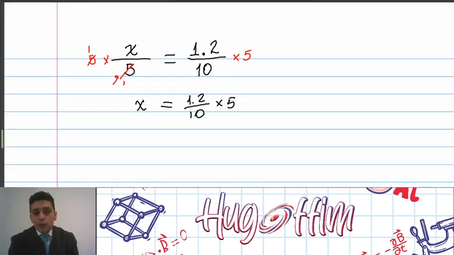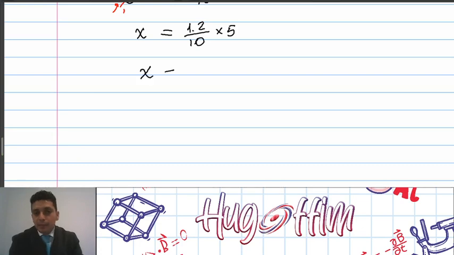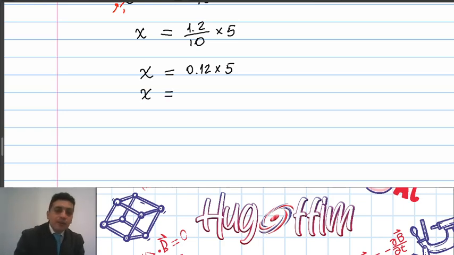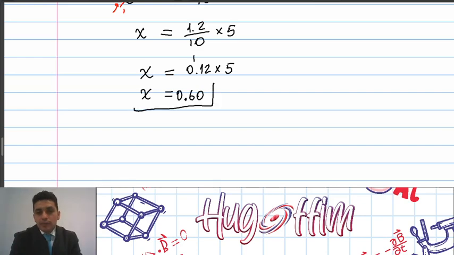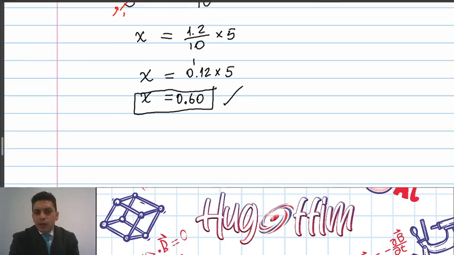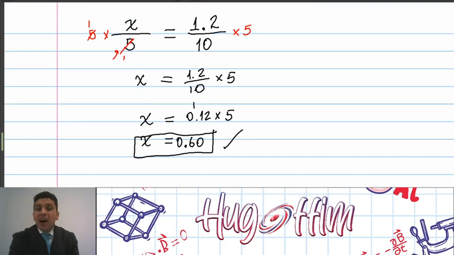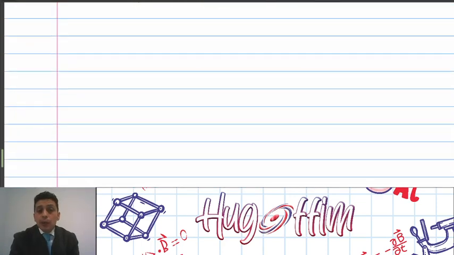Now the process to multiply them is up to you. Maybe you're the kind of person who first divides 1.2 by 10, so you will have 0.12 times 5, and then you multiply 0.12 times 5: 5 times 2 is 10, 5 times 1 is 5, and 1 is 6, so you have 0.60. Okay? And this is how you solve a proportion when it's easy, because you have the x value on top of one of the ratios.